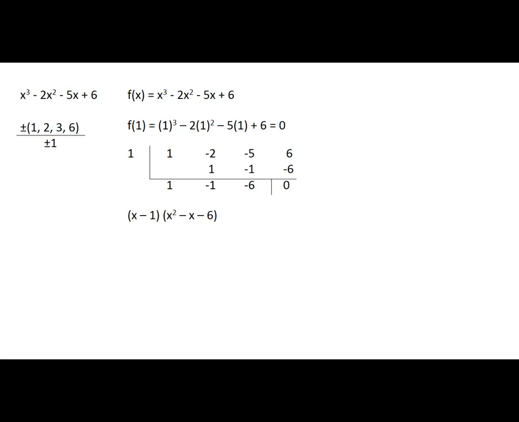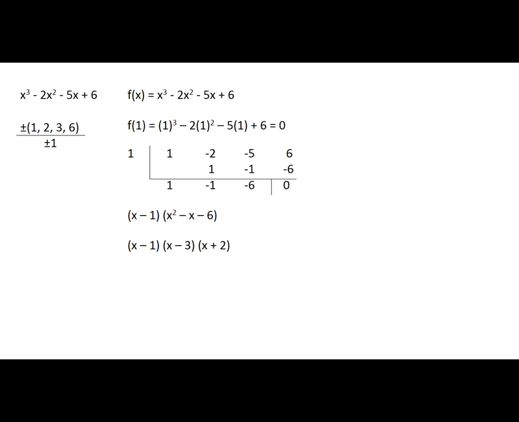Find two numbers that multiply to -6, and add to -1. 2 and -3 work. -3 plus 2 adds to -1, and multiply to -6. So that factors to x minus 3, and x plus 2. The factored form is x minus 1, x minus 3, and x plus 2.